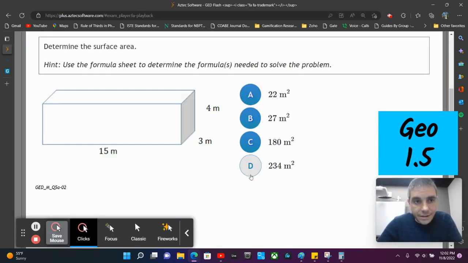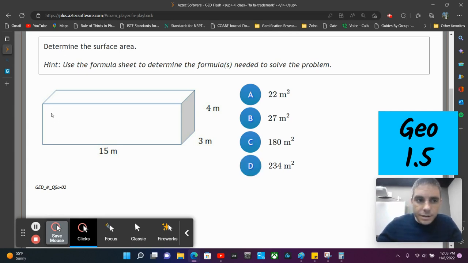Determine the surface area. Hint, use the formula sheet to determine the formulas needed to solve the problem. All right, in our picture here, we can see that we have a three-dimensional object, which is like a long box. And indeed, surface area is always referencing some kind of three-dimensional object. Area itself is flat, yes, but surface area then is referring to all of the flat surfaces added together when looking at a three-dimensional object.